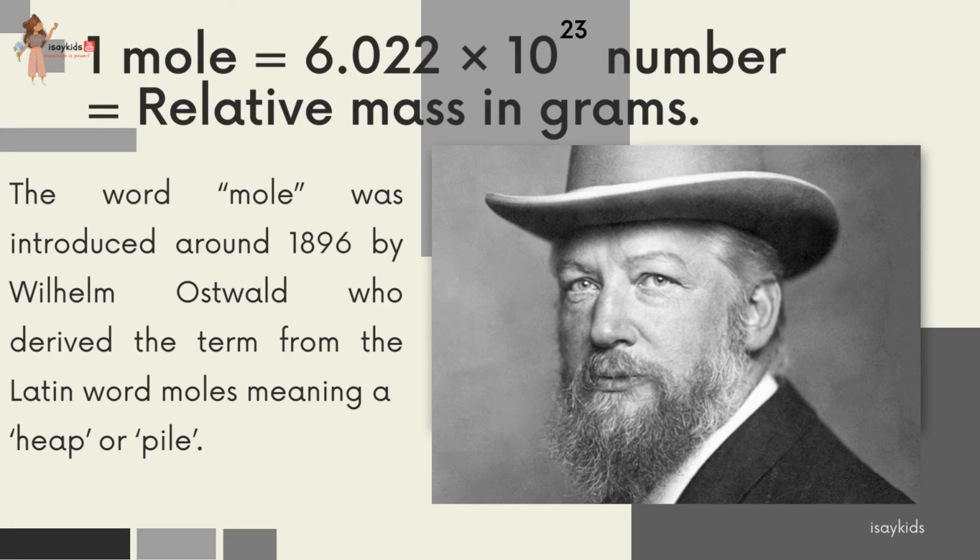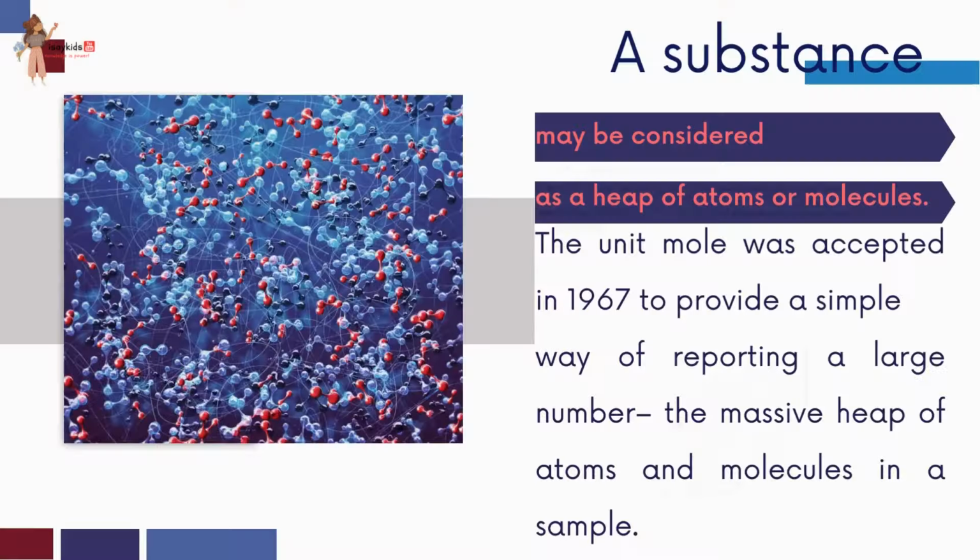The word mole was introduced around 1896 by Wilhelm Ostwald, who derived the term from the Latin word moles, meaning a heap or pile. A substance may be considered as a heap of atoms or molecules. The unit mole was accepted in 1967 to provide a simple way of reporting a large number, the massive heap of atoms and molecules in a sample.